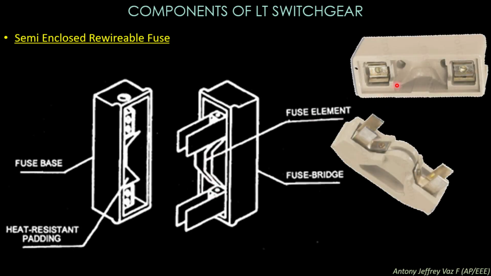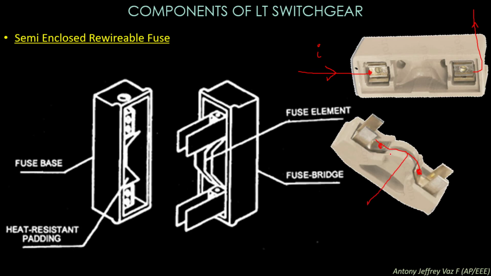So this is the practical representation, or the real physical view, of the fuse. Here this one is the fuse base and this one is the fuse bridge. There will be two wires connected, one at each end, and the current will pass from one end to the other. In the fuse bridge you will have a fuse element which is connected here.